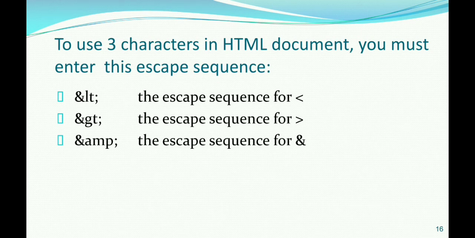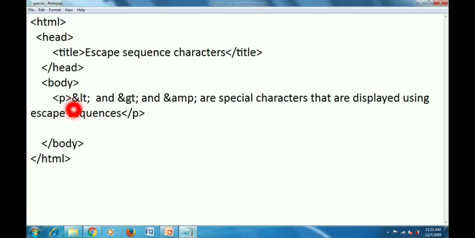To use these three characters in an HTML document, you must enter these escape sequences: ampersand lt semicolon for the less than symbol, ampersand gt semicolon for the greater than symbol, and ampersand amp semicolon for the and symbol, or you can say the ampersand symbol. Let's see the example of the same. Here in the p tag I'm using ampersand lt semicolon, ampersand gt semicolon, and ampersand amp semicolon, the special characters that are displayed using the escape sequences.